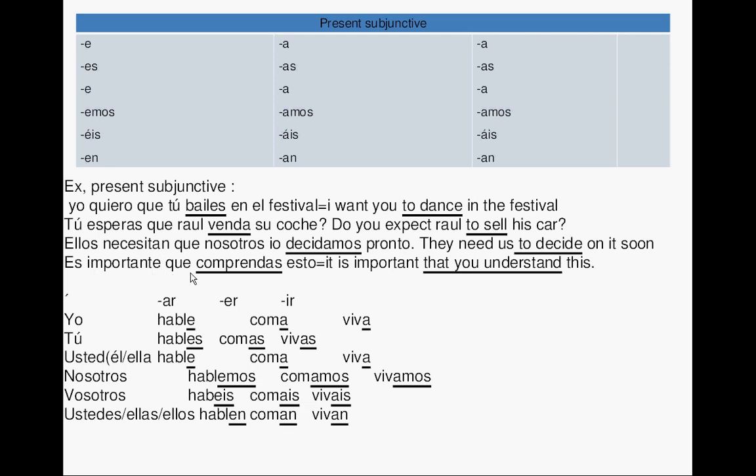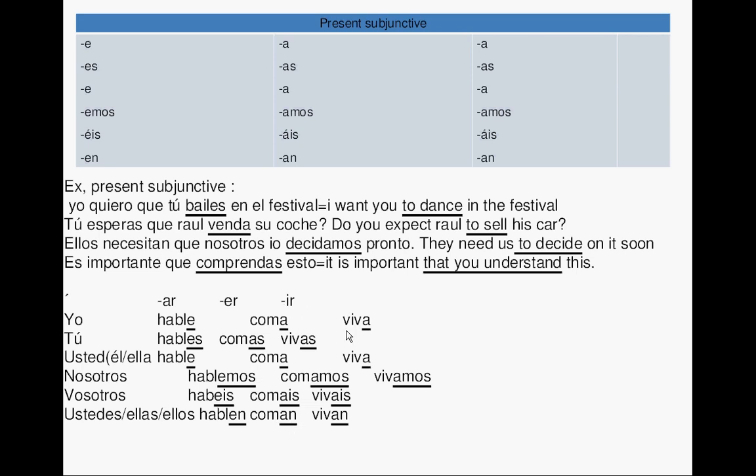So, verbs ending with AR, like hablar, are going to be hable, hables, hable, hablemos, habléis, hablen. Verbs ending with ER, like comer, are coma, comas, coma, comamos, comáis, coman. Ending with IR, like vivir: viva, vivas, viva, vivamos, viváis, vivan. That is the present subjunctive.